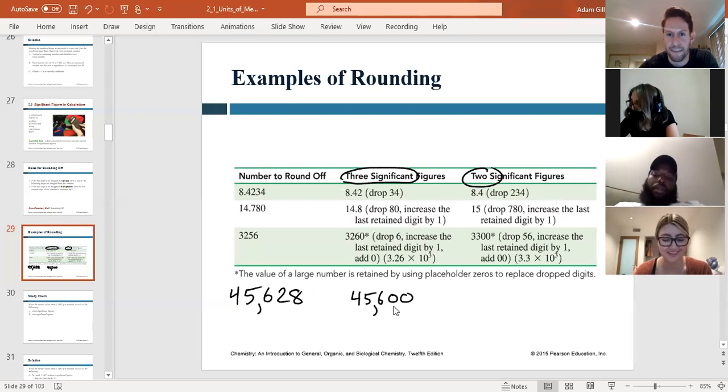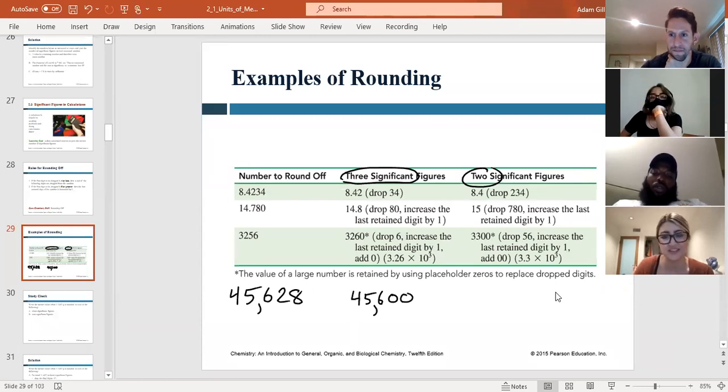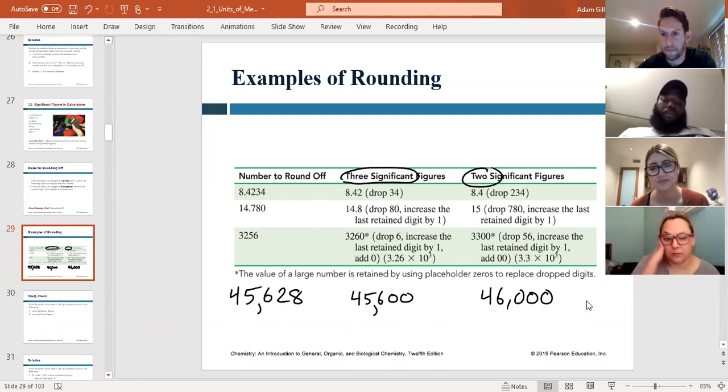Professor, if it would have said like 45,650 or 45,700, would that increase it to 46? Yeah, so here, let's round this to 2 significant figures. 46,000. Okay, thank you. That makes sense. Yeah, so your question was perfect, right? So if you're rounding to 2 sig figs, you rounded the 2nd number, and the rest of them are just placeholders. They still have to be there, so you have to put the zeros.